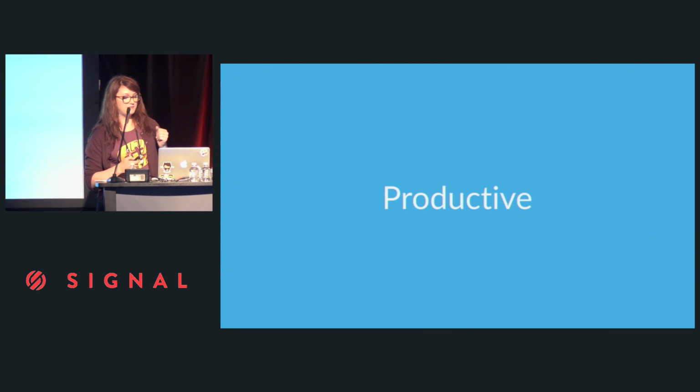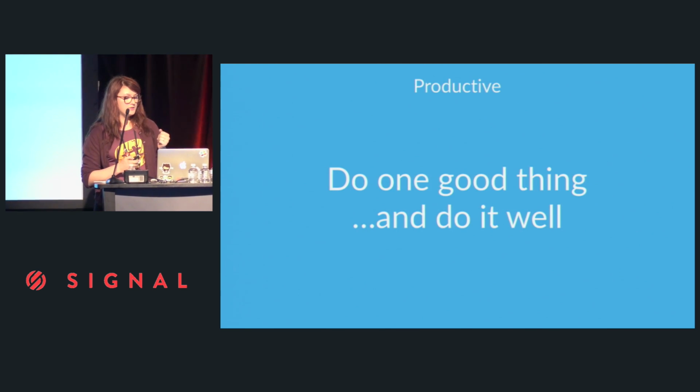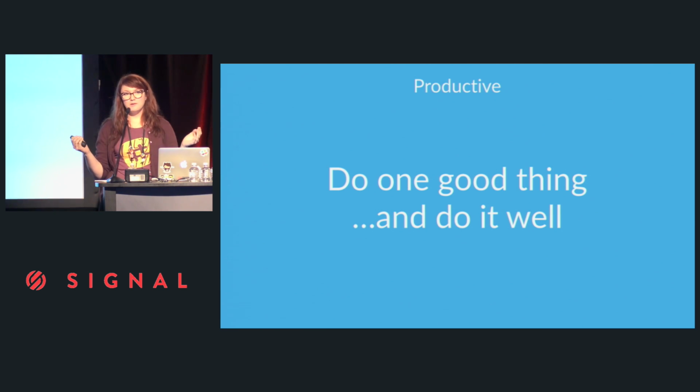And last, we have productive. Do one good thing and do it well. Having bots for everything you do might be annoying. Having one bot for payroll and one bot for asking for time off. Having a bot that has one concise use is better than having one bot that does a lot of things kind of okay.